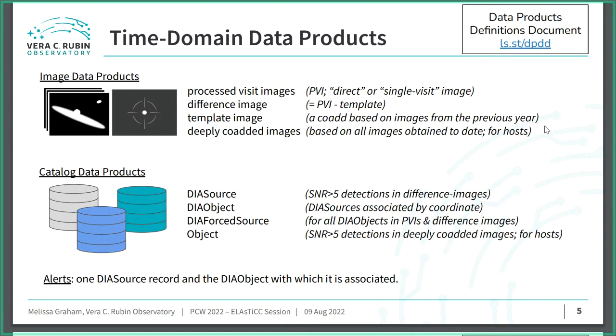Yeah, so we have lots of names. They're also called CALEX. So there's so many names for these. It's just the single visit that was obtained of a single area of sky at a time in a filter. So those are the PVIs.